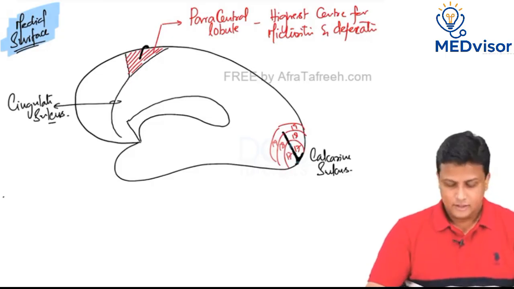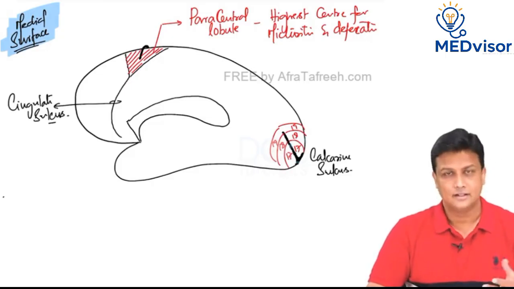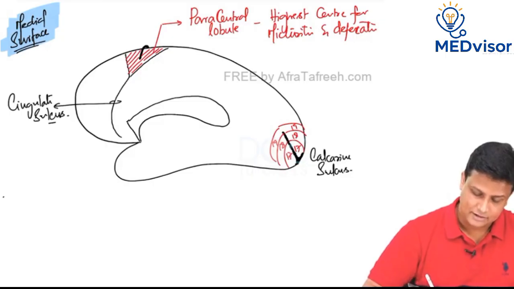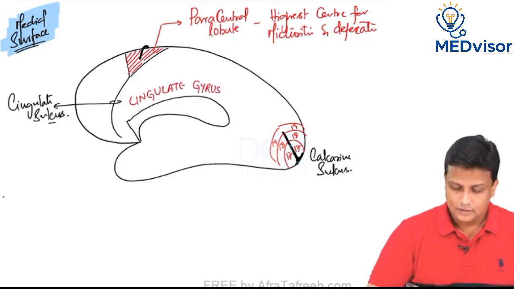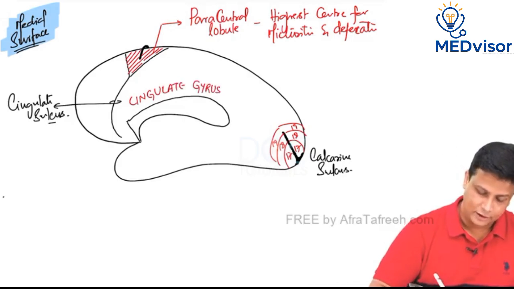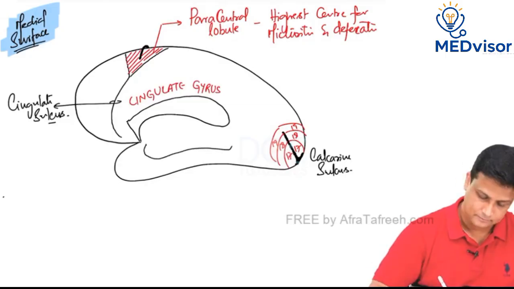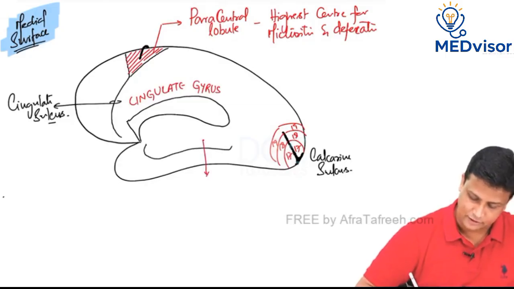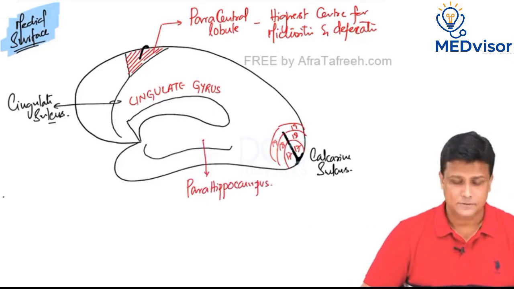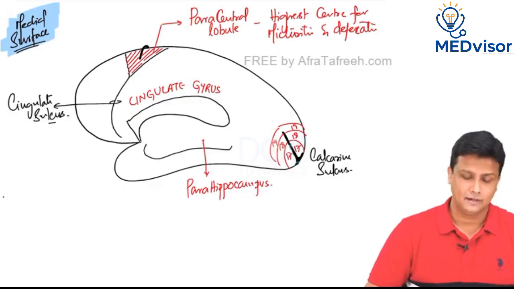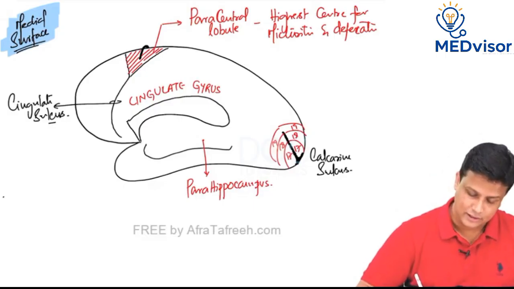Take care about that. Now, if this is the cingulate sulcus, if you have a sulcus, definitely there will be a gyrus. Yes, this gyrus is actually referred to as cingulate gyrus. This is cingulate gyrus over here. And apart from that, on the other side, you also have parahippocampal area. So this area is actually referred to as parahippocampus. Parahippocampal area or simply parahippocampus. Now this parahippocampus and cingulate gyrus, these two are actually connected here with this area here, and this is referred to as isthmus.